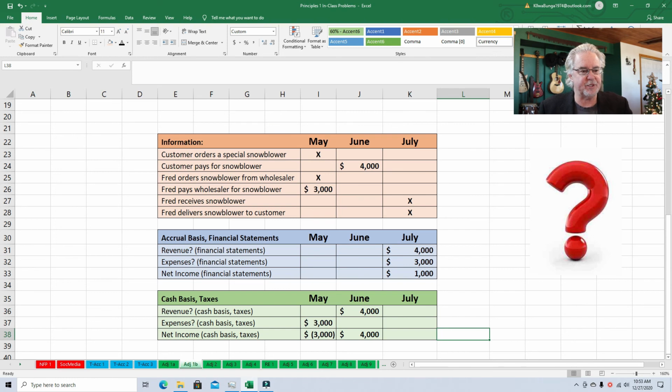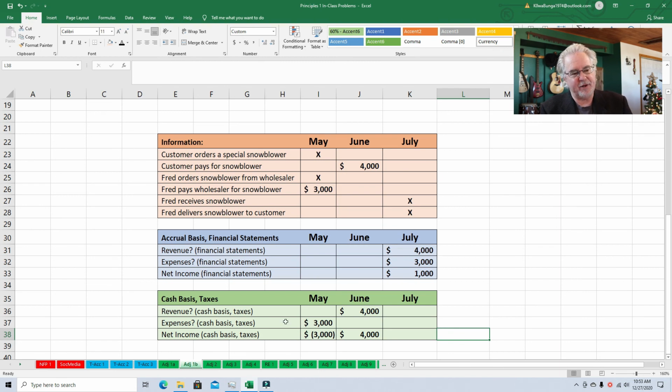Now, one question that a lot of people ask is they say, hey, well, which way's better? You know, which way's right? Well, they're both right. It's just different ways of doing things. And which way's better? Well, for larger companies, I think it is better that they use the accrual basis because there's this matching of revenues and expenses. And on the cash basis, we don't have that so much.